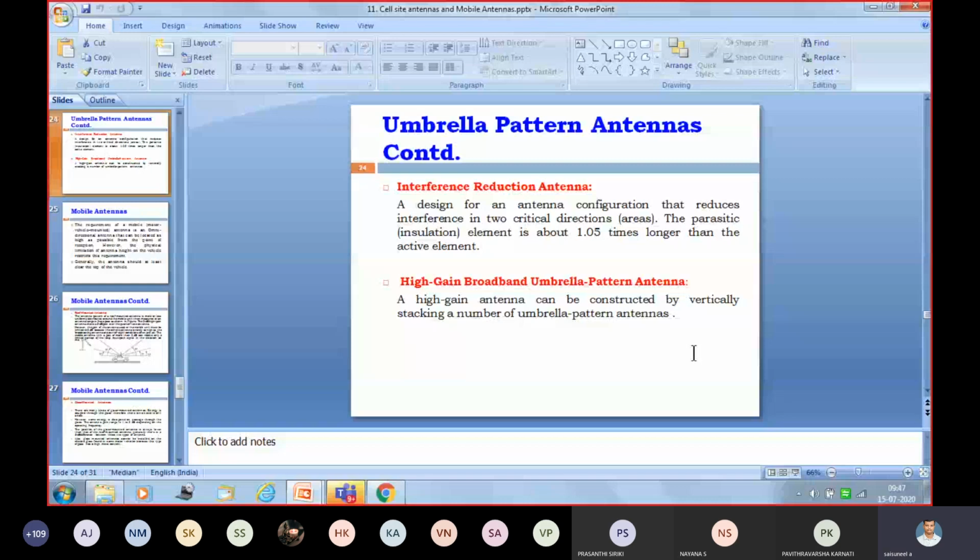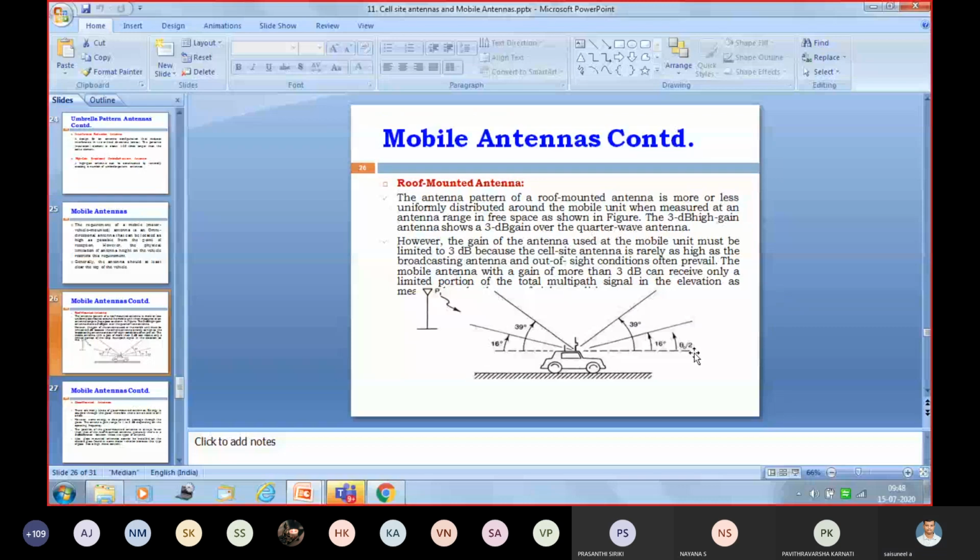Roof mounted antennas. What is meant by roof mounted? Here, roof mounted means the antennas are fixed at the top of the mobile unit, not inside. That is the top of the mobile unit. Roof mounted is the first generation of cellular communication.